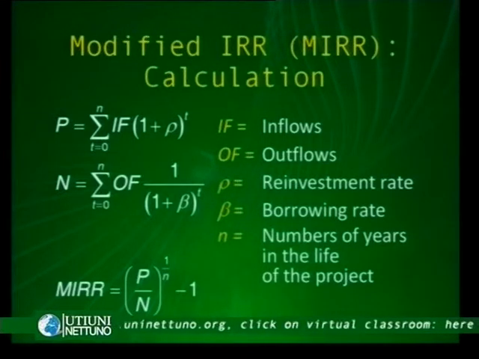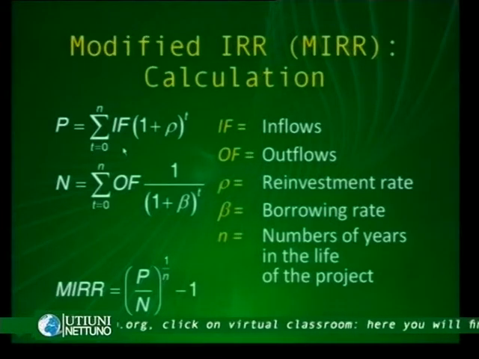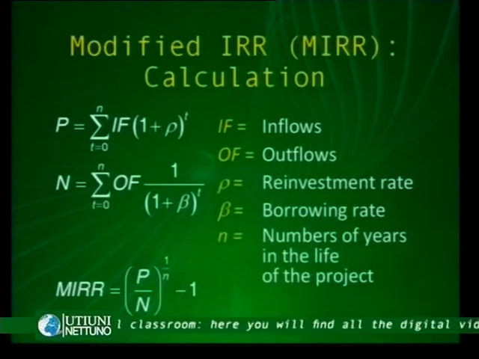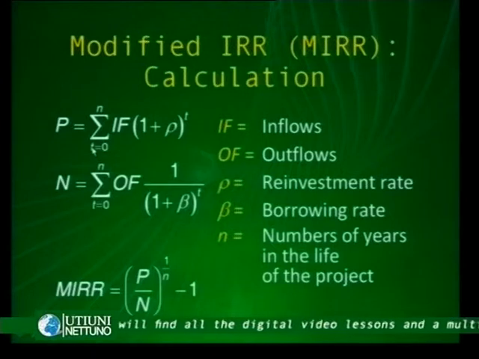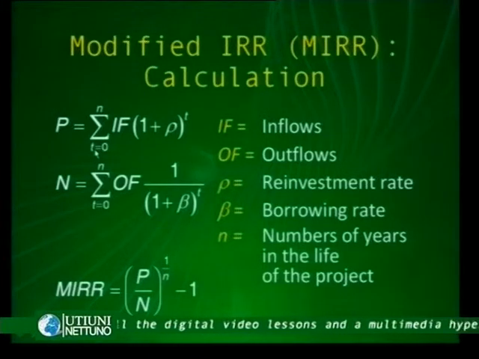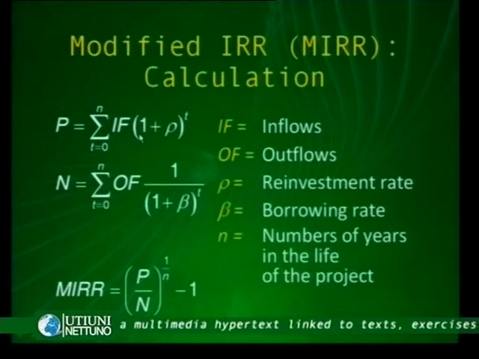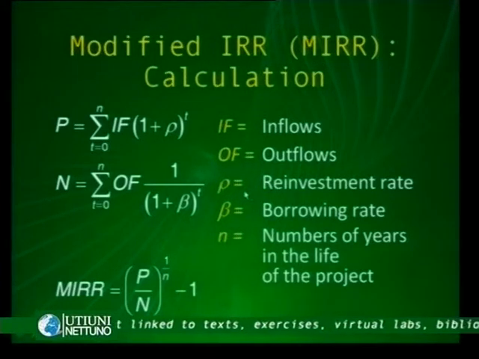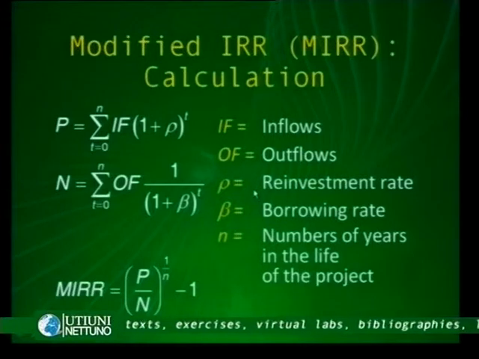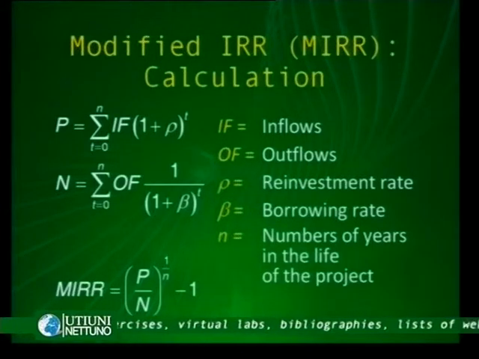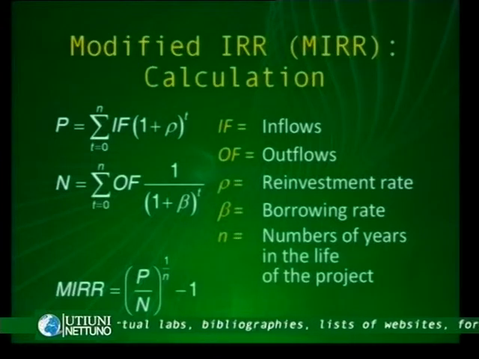And in fact, here you have a summation that allows you to calculate the value of the inflows, where IF stands for inflows. So we have the summation for t going from 0 to n of all the inflows. And each inflow is multiplied by its compounding factor, where rho is the reinvestment rate. So this reinvestment rate can be fixed in a flexible way so as not to be equal to the IRR.